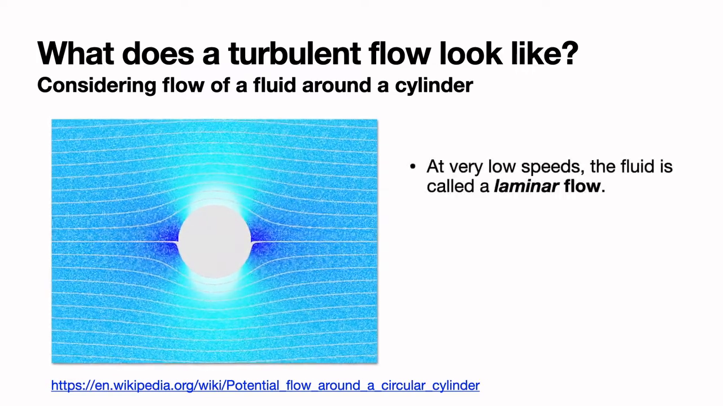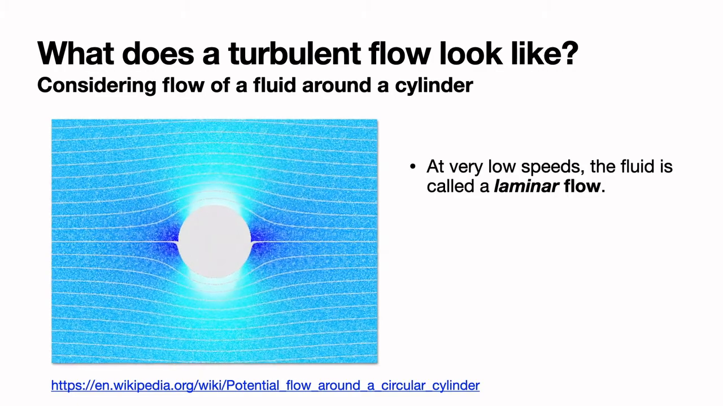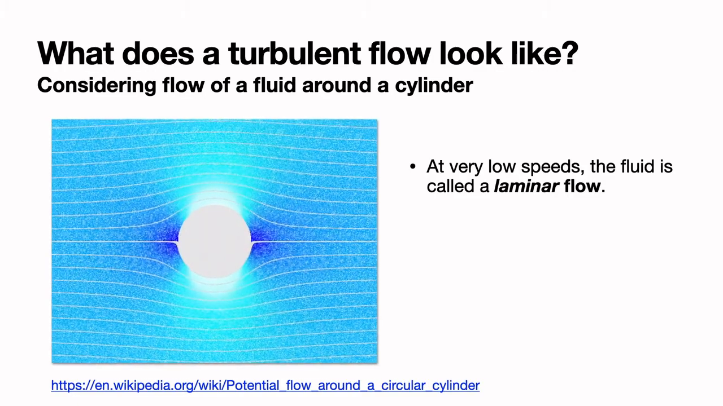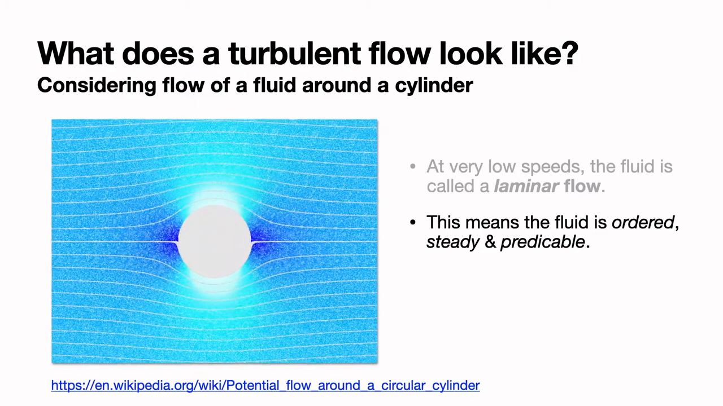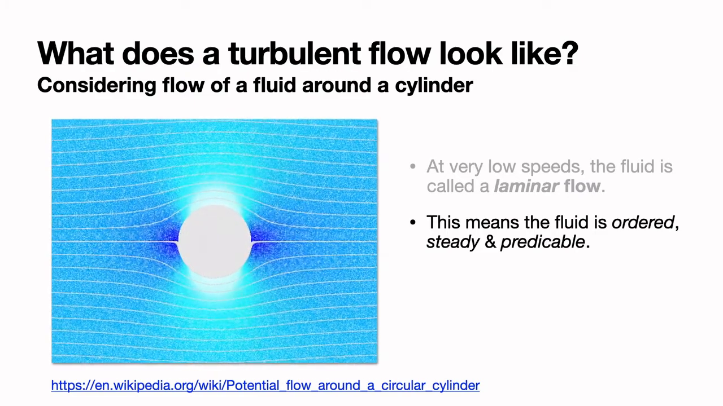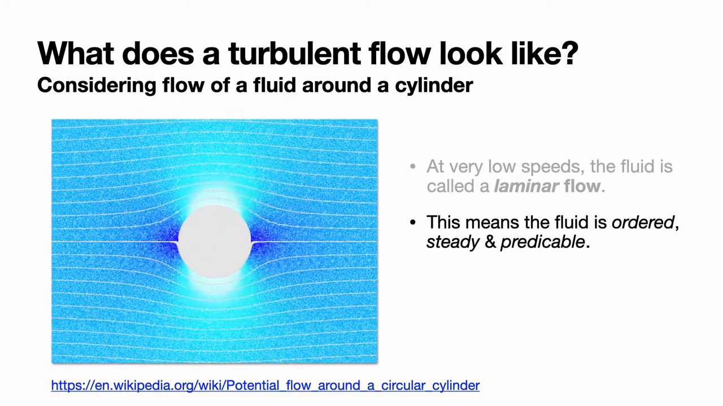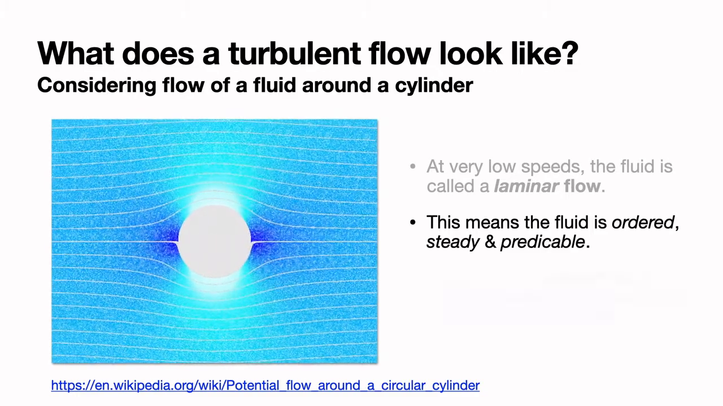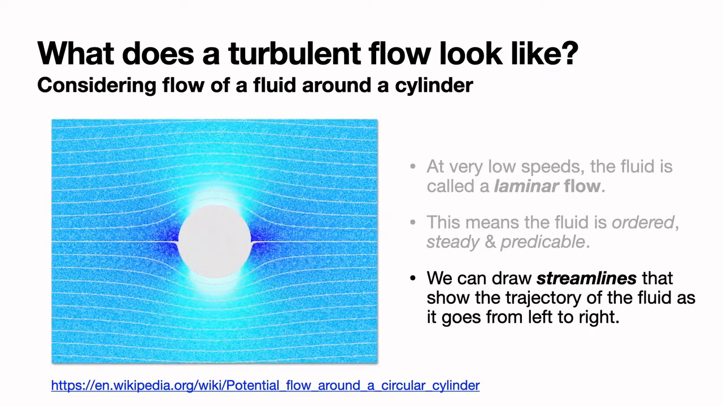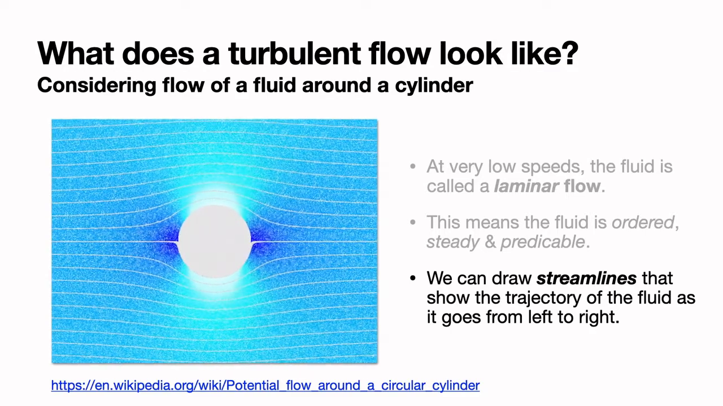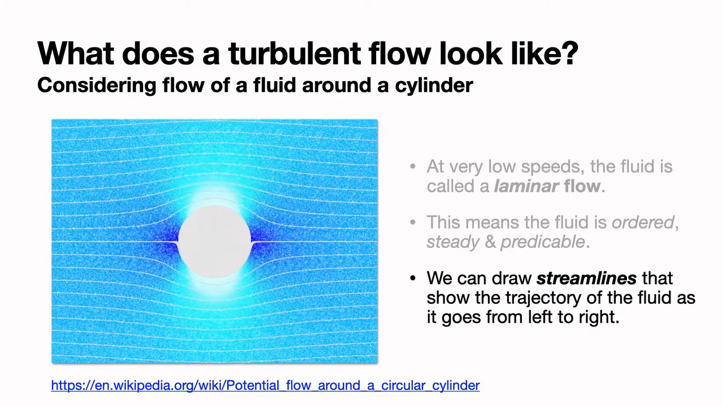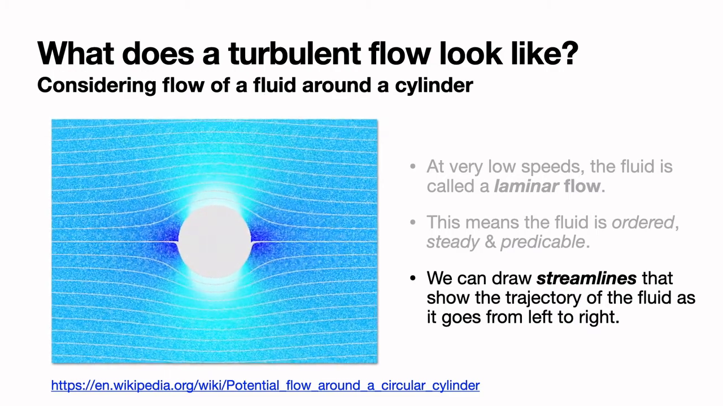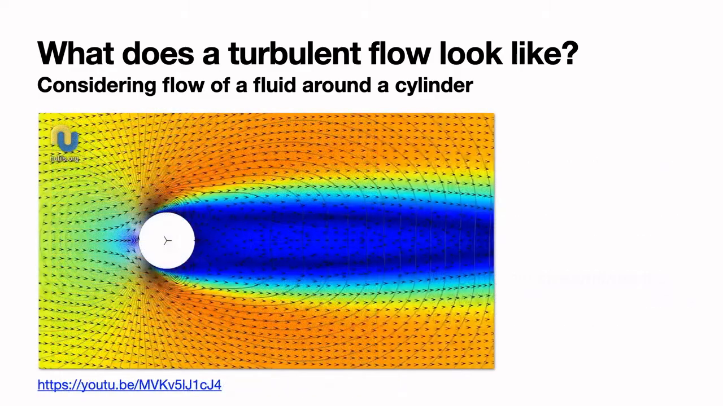So at very low speeds, the fluid actually isn't turbulent at all. It's called a laminar flow. By laminar here, we mean that the fluid is ordered, steady and predictable. We know the path that it's going to take, we can predict basically where the fluid particles are going to go. The streamlines show the trajectory of the fluid as it goes left to right, and we can almost analytically, i.e. with pen and paper, work out what the shape of those streamlines is going to be. So things get more interesting though as you start to ramp up the speed of the fluid.